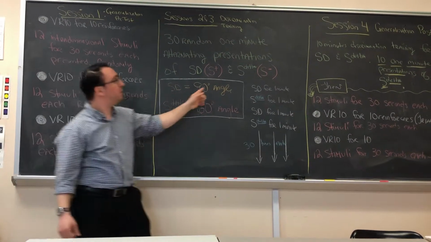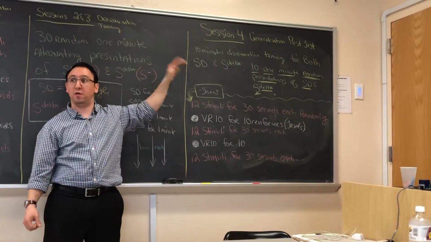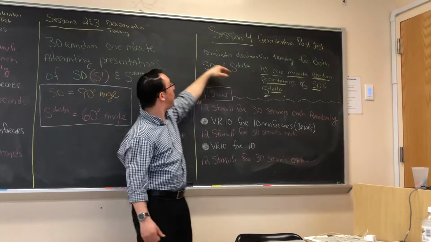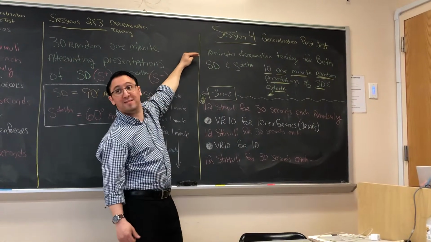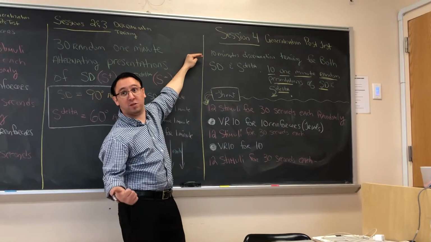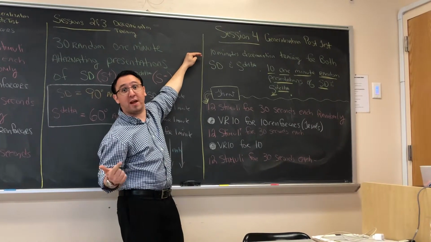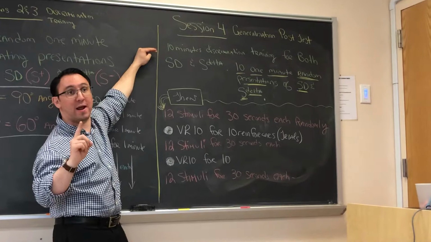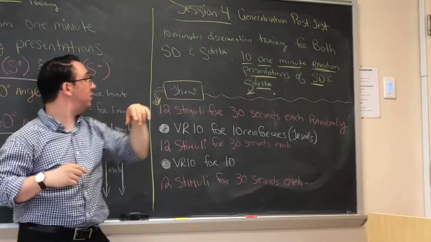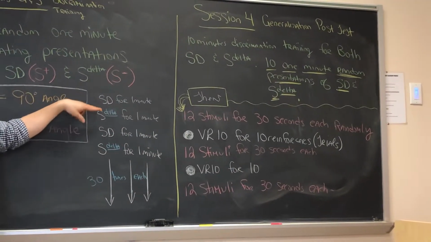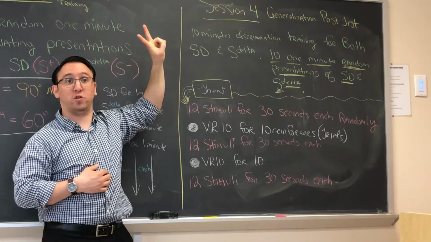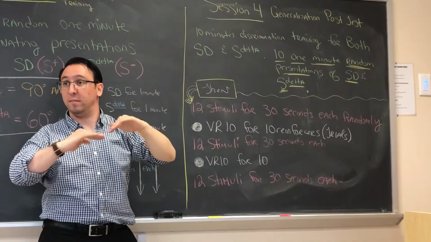Okay? Session 4, which will be on Thursday, is the generalization post-test. During the post-test, we show 10 minutes of training to S plus and 10 minutes of training to S minus. We show each of these stimuli for 1 minute each, randomly. So, same thing as here. 1 minute, 1 minute, 1 minute, 1 minute, but only 10 minutes each. So the first 20 minutes are just training.